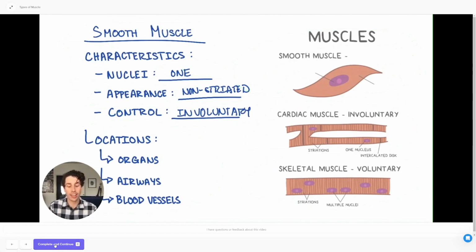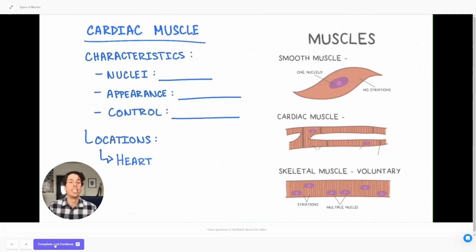Alright, so now let's go ahead and talk about cardiac muscle. So we're going to go over these same characteristics. And so if we were to look at this one, it looks a little bit different. Actually, I would say it looks a lot different than the smooth muscle cells.